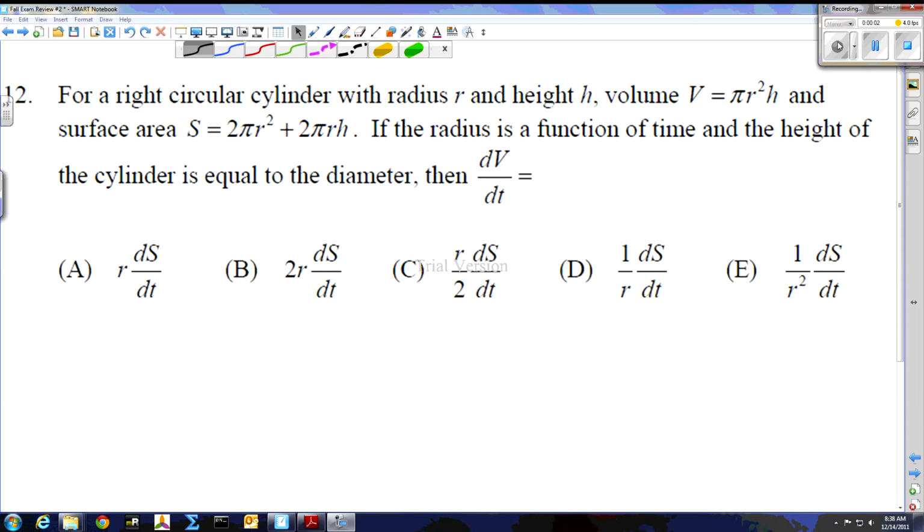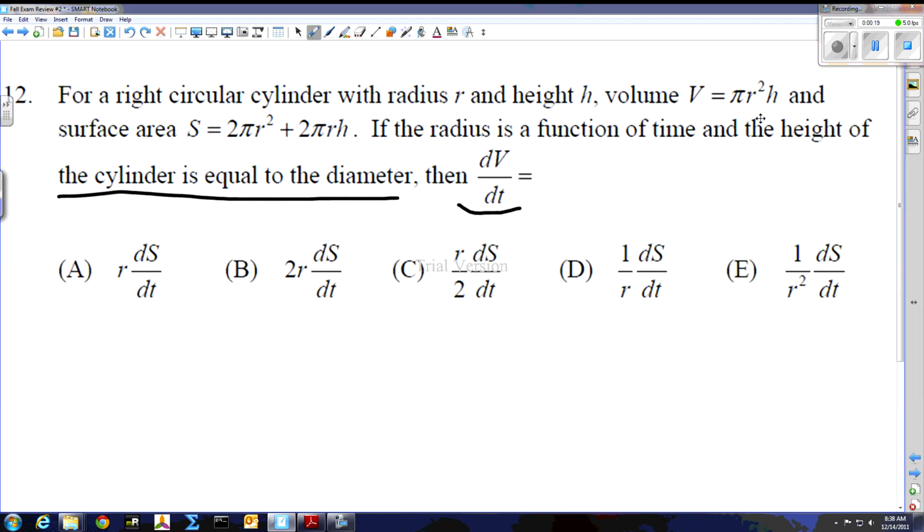Okay, as we read this problem, it has all the elements that we would expect to have in a related rates problem. It has dV dt. Notice we're given the formulas for volume and surface area. We're told that the radius is a function of time, and we're told that the height is equal to the diameter. So we need to determine what that means.